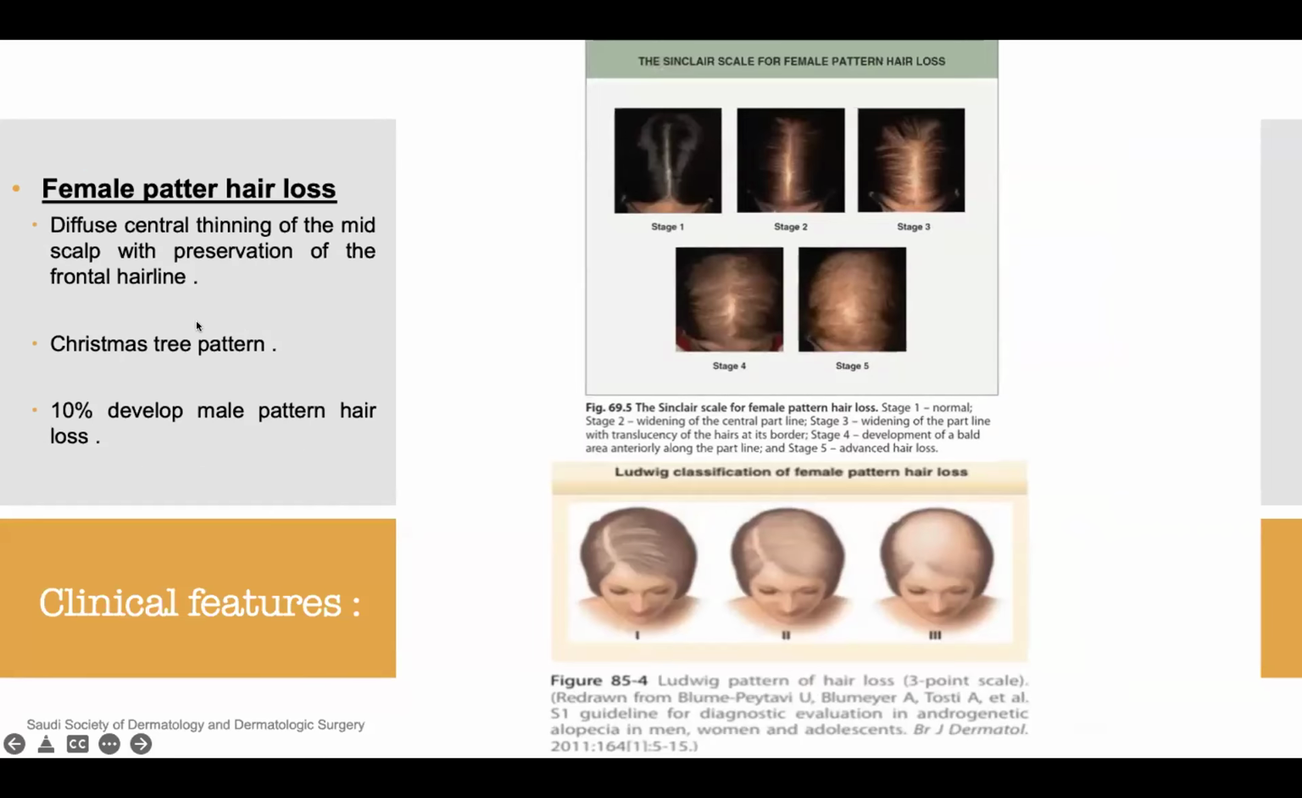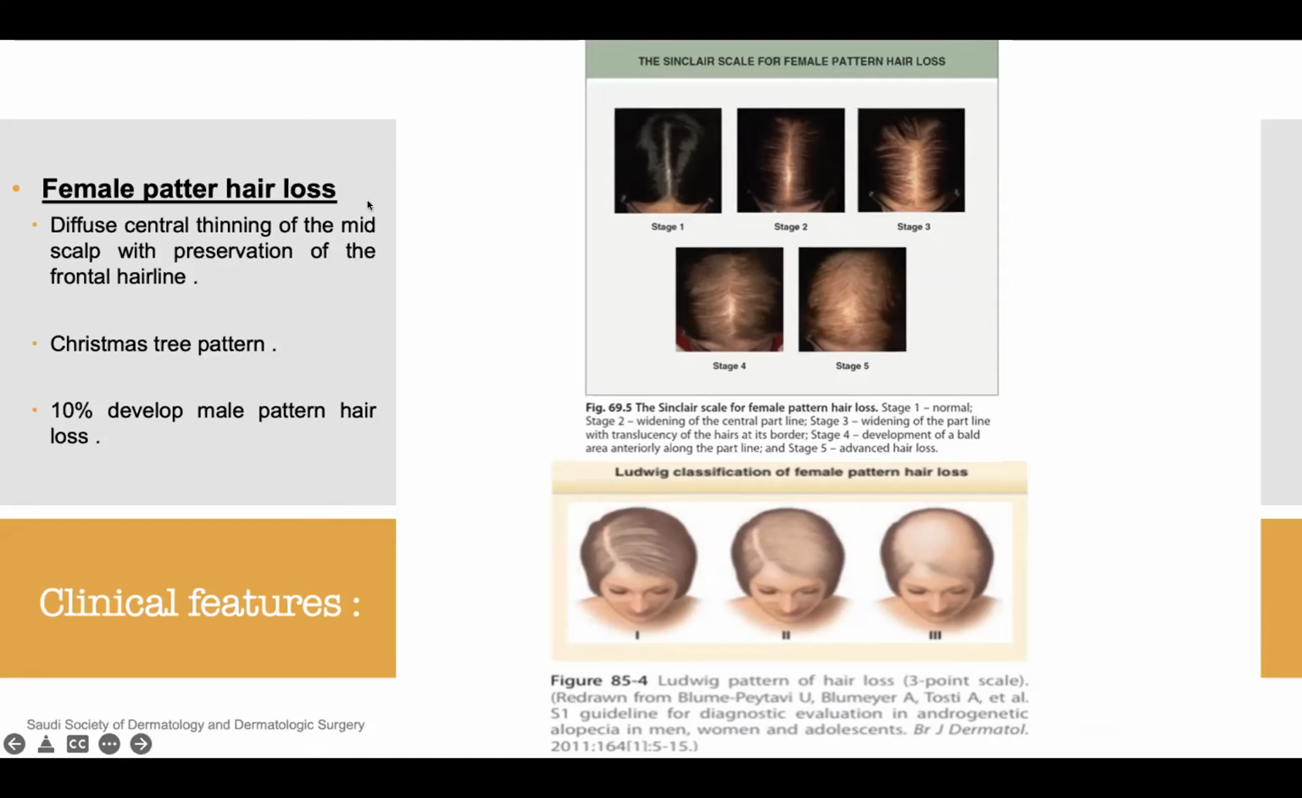What about the female pattern hair loss? So female pattern hair loss starts as a diffuse central thinning, as we can see here, of the scalp with preservation of the frontal hairline. It reaches until it becomes a Christmas tree pattern. Around 10% develop male pattern hair loss.